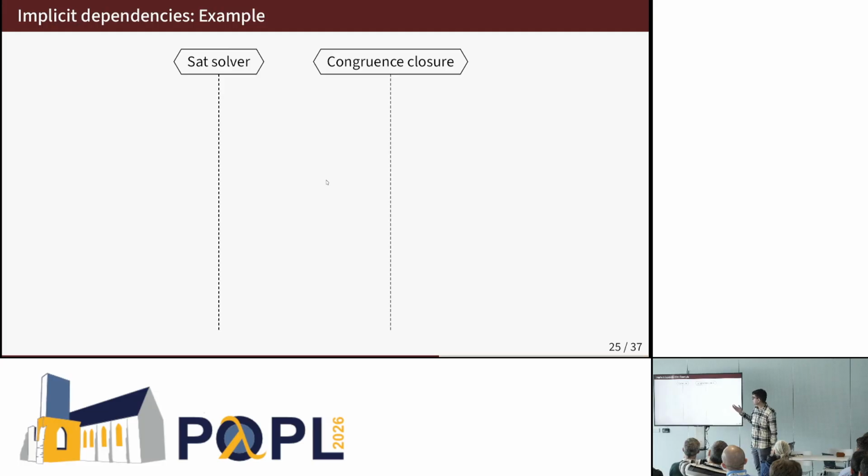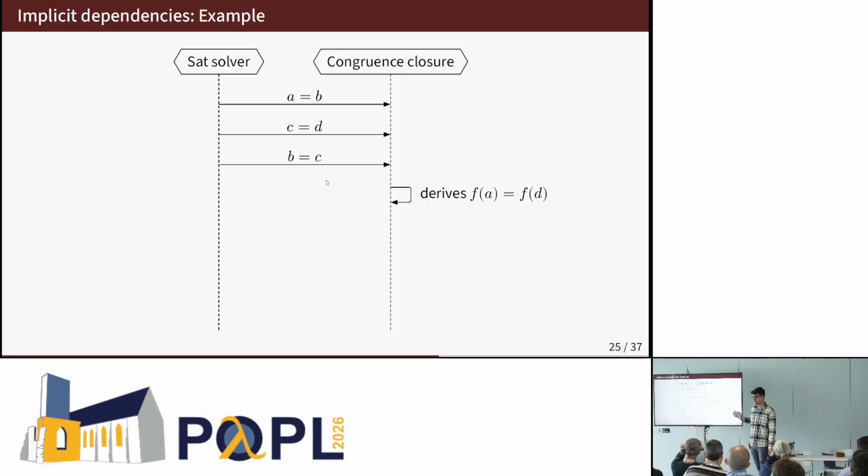For example, let's say the SAT solver asserts a bunch of equalities into the congruence closure: A equals B, C equals D, and B equals C. At that point, we can derive by congruence that f of A equals f of D. So the congruence closure engine is going to do that, and it's going to return that information to the SAT solver. Let's say then that the SAT solver, for whatever reason, maybe it has a clause that does this, or maybe there was some theory reasoning, derives A equals D based on this f of A equals f of D equality.